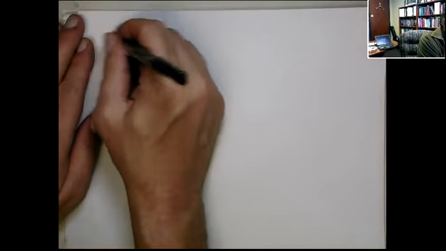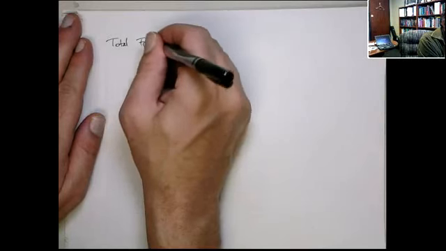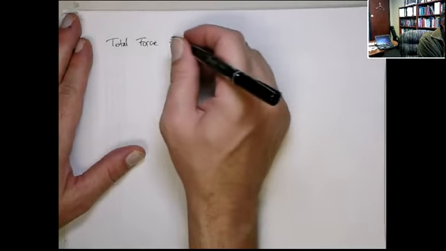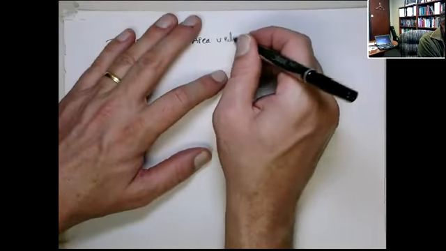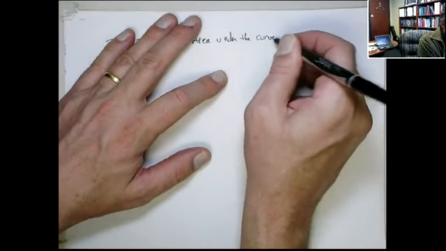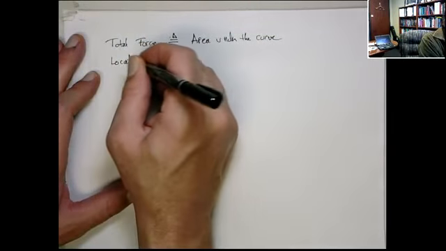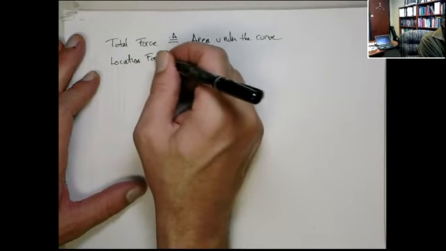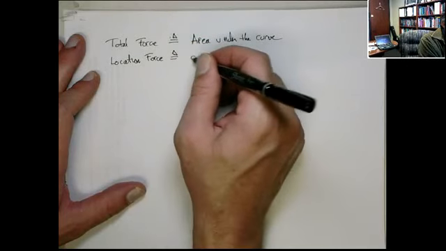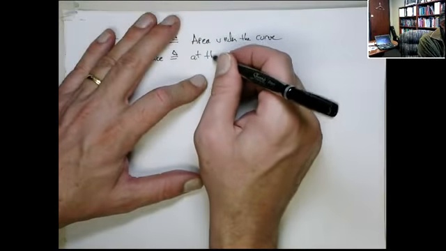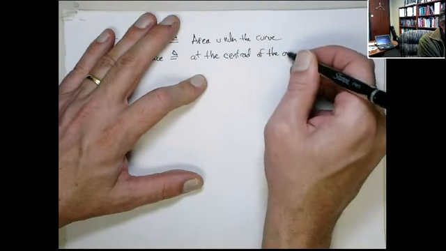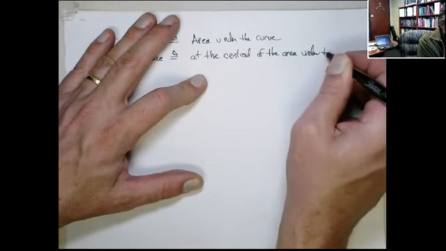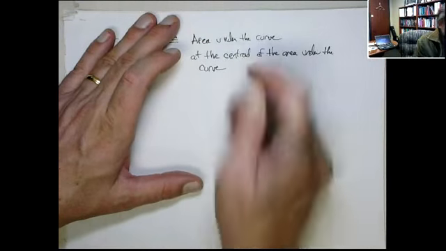So what you want to take away from this is that the total force is the area under the curve, and the location of that effective force is at the centroid of that area.